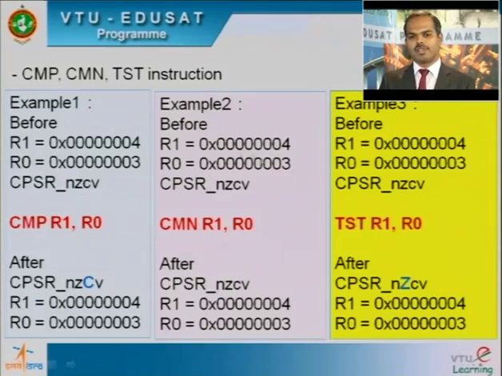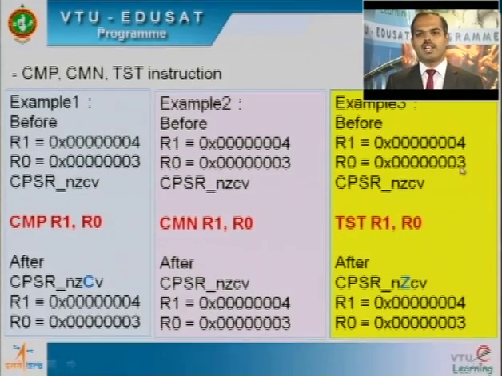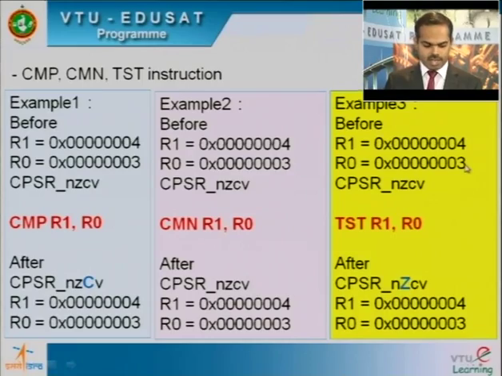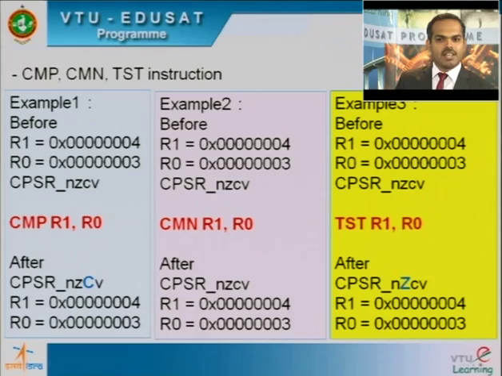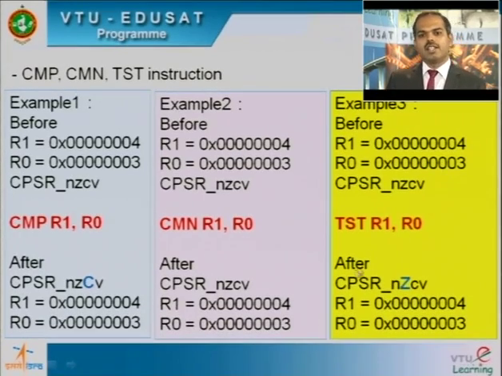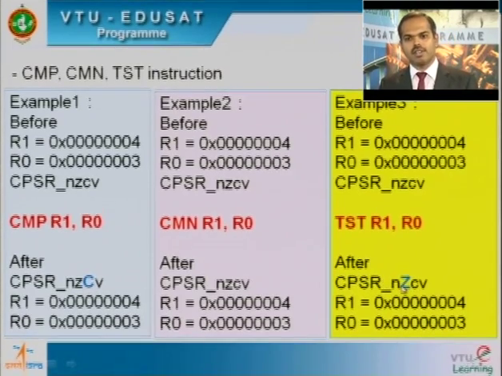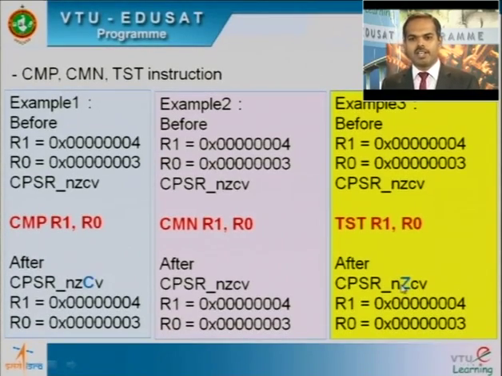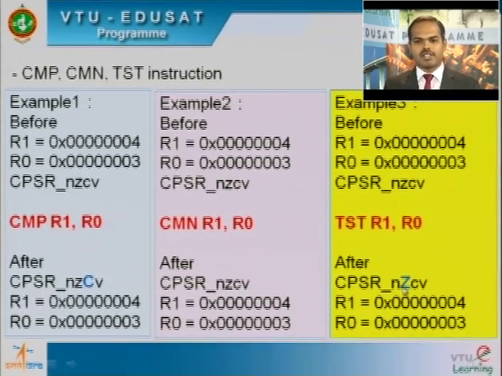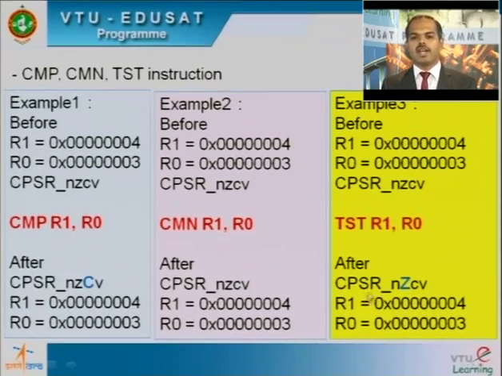If you remember from the previous slide, TST is nothing but a logical AND operation. So when we do logical AND on 4 and 3, the resultant value will be 0. That's where the CPSR Z flag will be set. This is indicated by a capital Z. After the execution of this instruction, the CPSR Z flag is updated. This is indicated using a capital Z with a blue color in this case. And again, R1 and R0 contents are not changed.